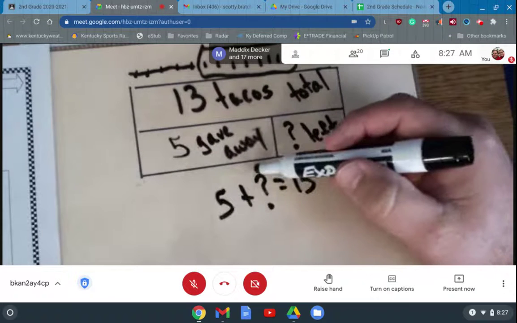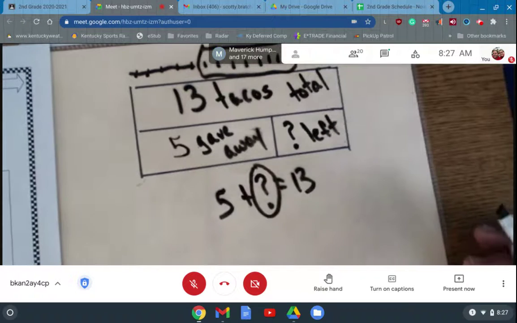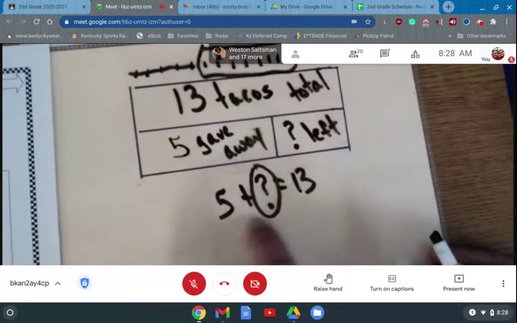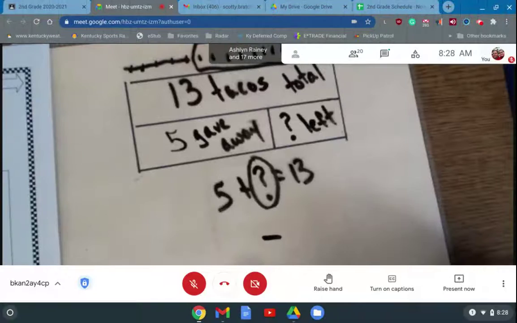Well, it shows us that we have a missing add-in. Hey, this is a missing add-in problem. Anybody remember what a missing add-in problem turns into? Scarlett. It turns into one of the numbers that goes into the number line. Yeah, but a missing add-in problem always turns into a subtraction problem. Okay? And the rule for a subtraction problem is I take the biggest number.